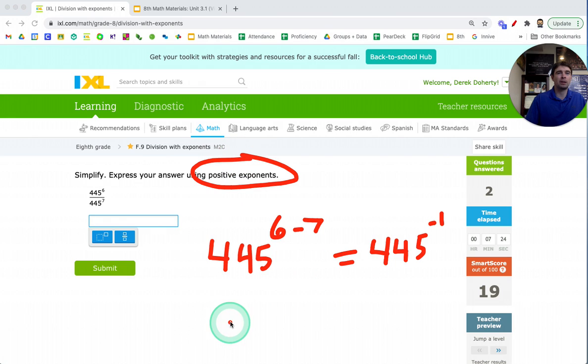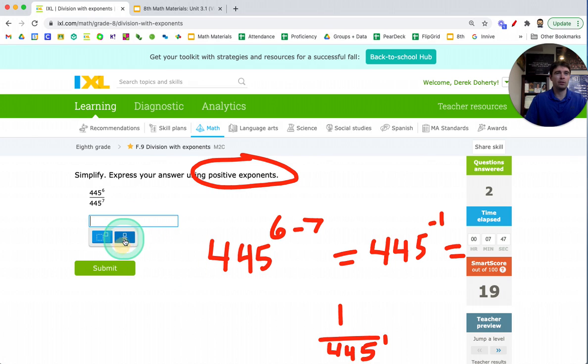So really they expect me to also know that this is the same thing as 1 divided by 445 to the first power, or just 1 copy of it. And we can see this here. There was 1 extra copy of 445 on the bottom than the top, and that's why this ends up as 1 over 445 to the first power.